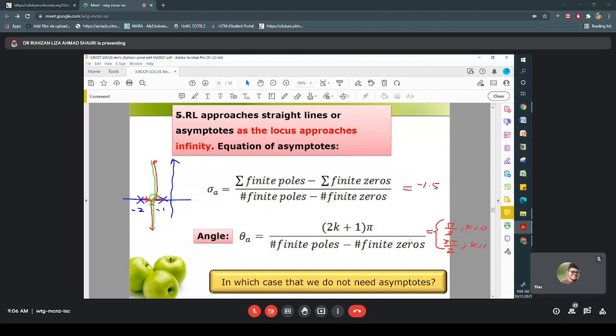So after you pick k equals 0, you need another one, k equals 1. If there are 3 locus branches that go towards infinity, I have to increase another one, k equals 2, to get another angle, which is 5 pi over 2. If you have 4 locus that go to infinity, you increase another one: 0, 1, 2, 3. It depends on how many go towards infinity that you have to guide the locus.